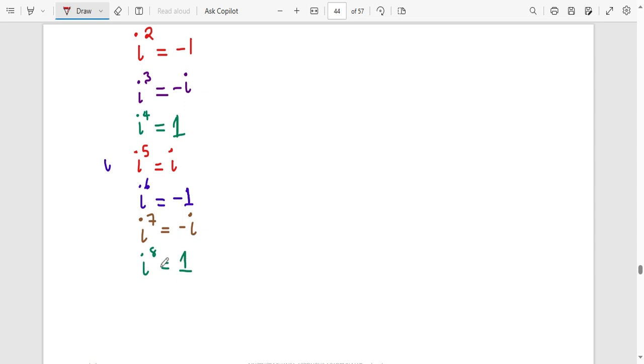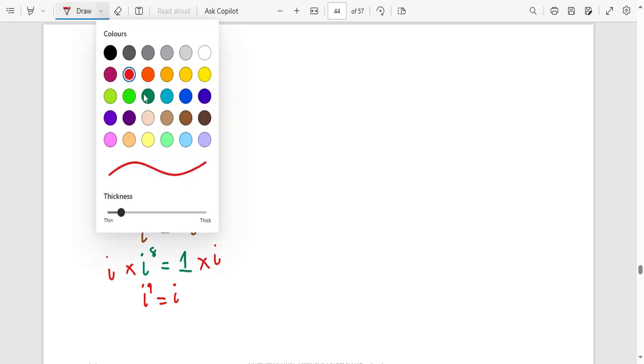Okay. And then if I multiply by I this side and by I this side, what are we going to have? What are we going to have here? Very good. I to the power 9 is equal to I.